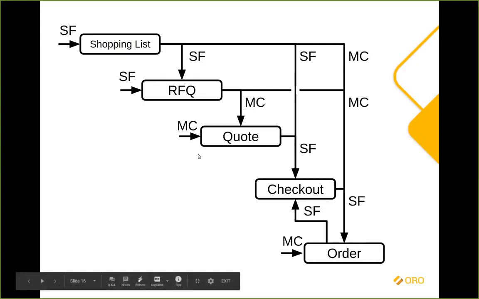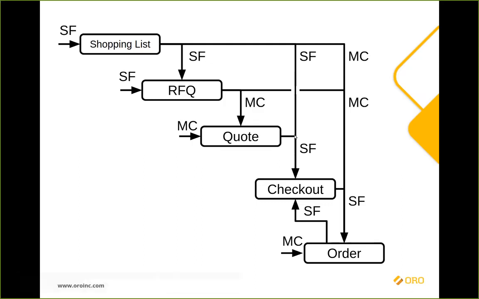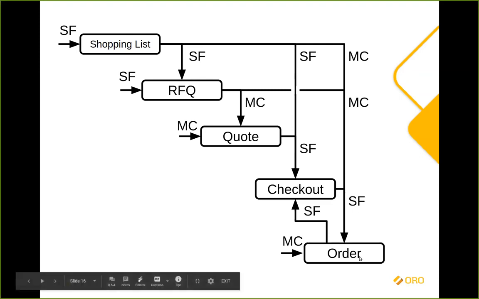Quote can be created manually from the management consoles, and then you can convert it to the checkout at the storefront. Checkout can be converted at the storefront via the order, and you can either create an order from scratch in the management consoles, or you can reorder it and start checkout from it using the storefront.